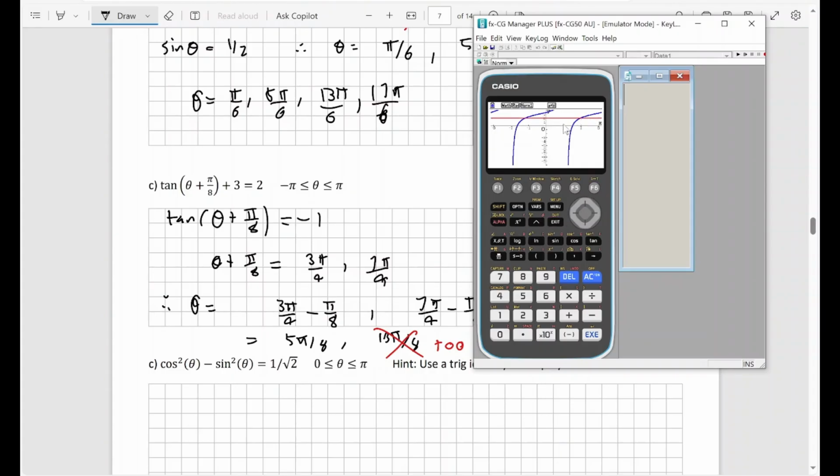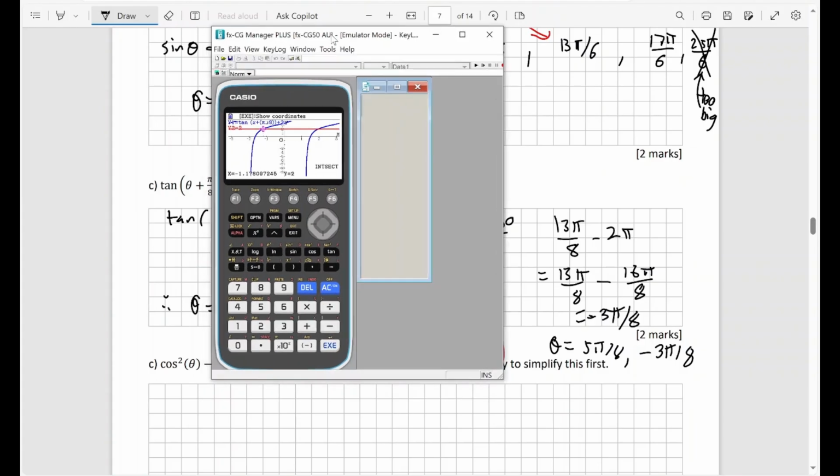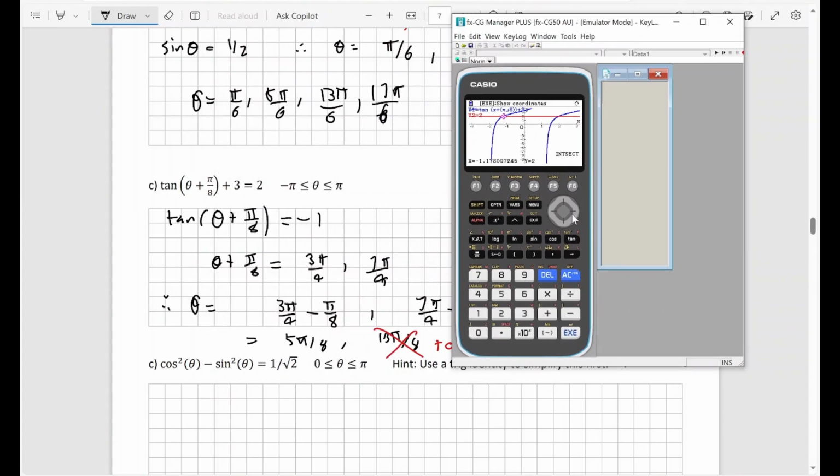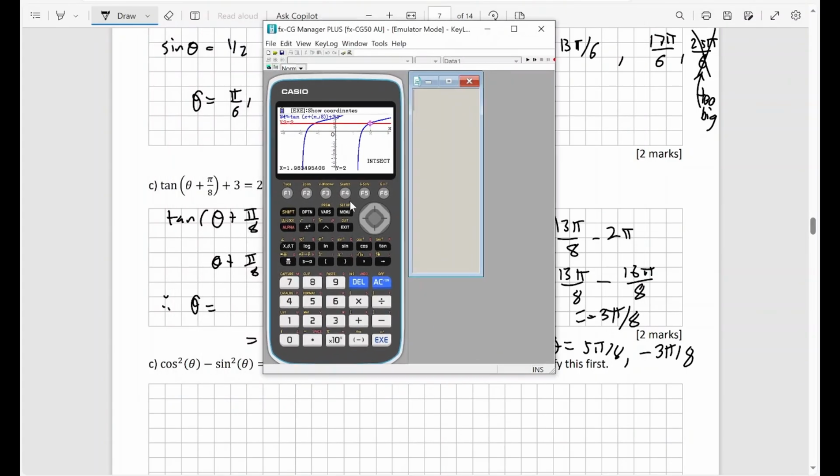Yeah, so you can sort of see there are 2 spots where it works, and if we go for the intersection of those 2 spots, you can see one of them's at minus 1.178, which is a very fancy way of saying minus 3 pi over 8. And the other one is at 1.963, which is a fancy way of saying 5 pi over 8.